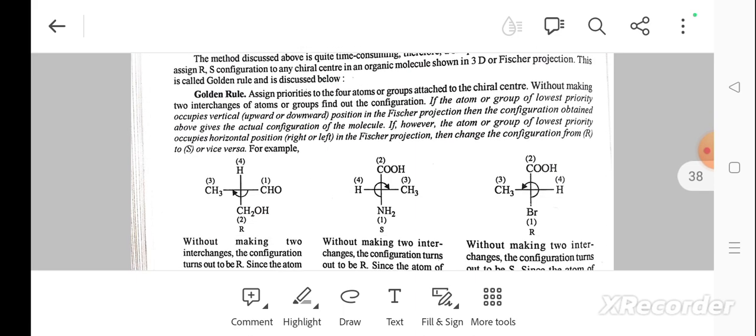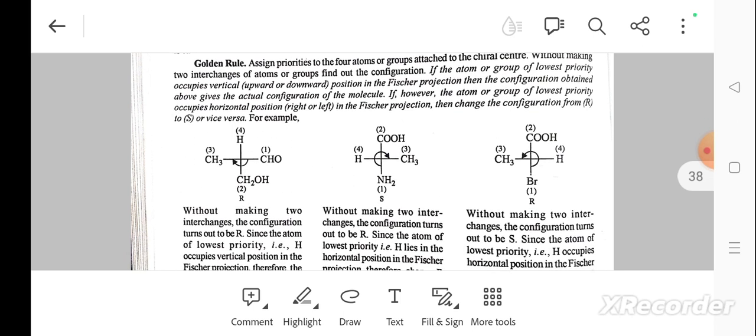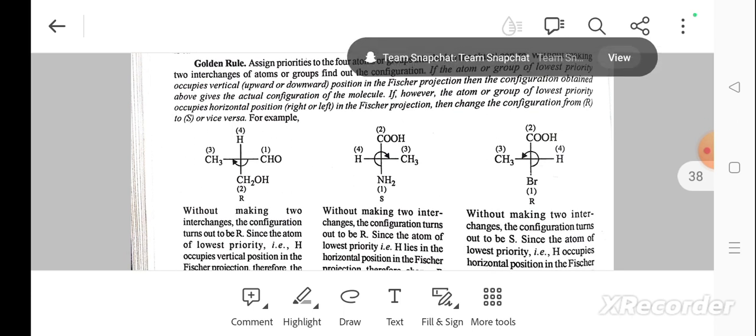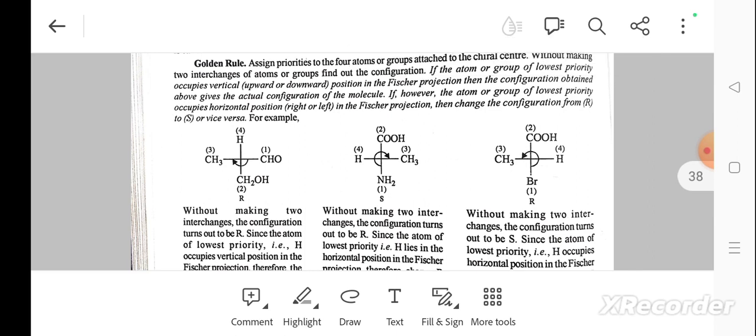and is discussed below. Golden rule: assign the priority to the four atoms or groups attached to the chiral center without making any interchange of the atoms or groups, and find out the configuration. If the atom or group of the lowest priority occupies the vertical position in the Fisher projection, then the configuration obtained above gives the actual configuration of the molecule. If, however, the atom or group of the lowest priority occupies the horizontal position in the Fisher projection, then change the configuration from R to S or vice versa.